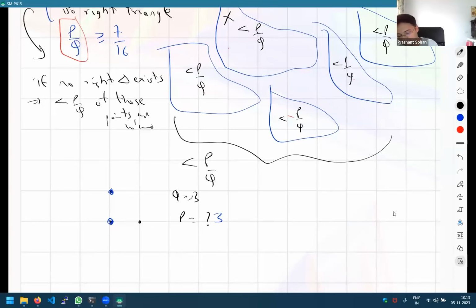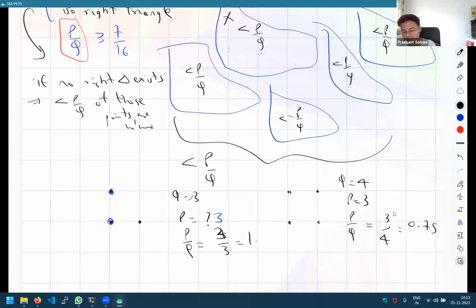But suppose I have 4 points. So Q is 4. Now how much is P? 3. Yeah, P is 3, right? So see, this ratio P by Q is 3 by 4 here, and here the ratio was 3 by 3. So this is a very good building block: if you have 4 points, then I need at least 3 of them colored, or rather, if any 3 of them are colored, I'm guaranteed to find a right angle triangle.